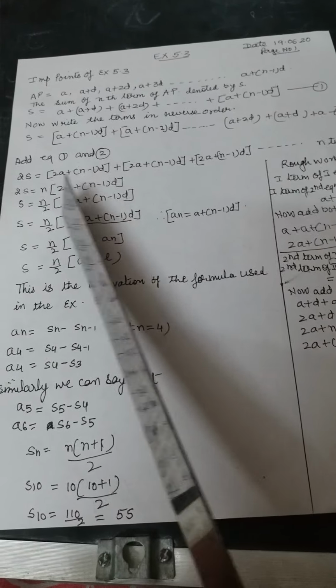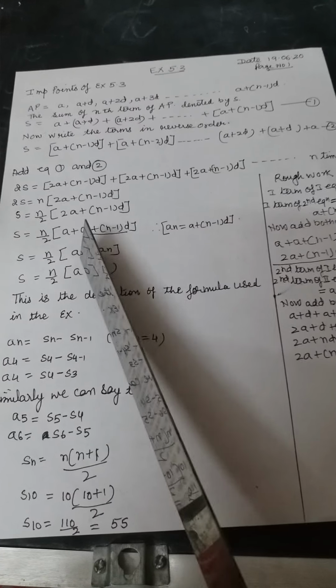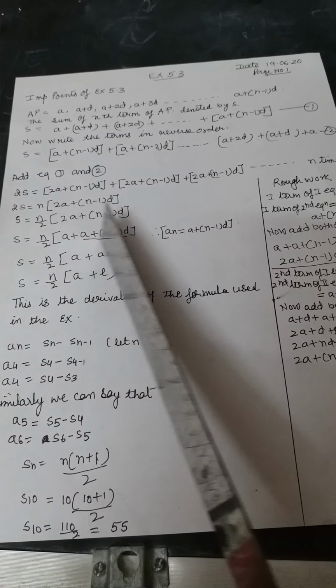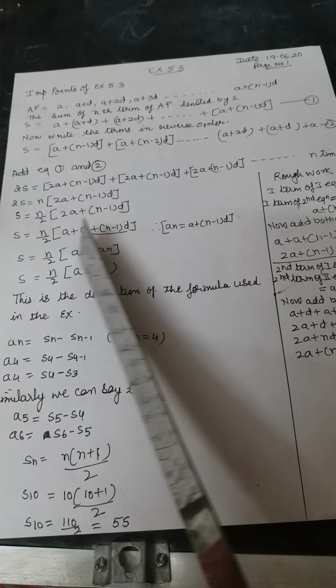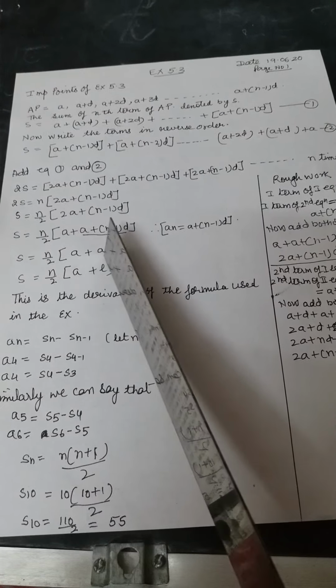Or it can be written as a plus a plus (n minus 1) into d, meaning this 2a is broken. As you know, a_n is equal to a plus (n minus 1) into d. This was done in the 5.2 exercise. So here, in place of this where I have underlined, we can write S_n is equal to n by 2 into (a plus a_n), where a_n is also known as the last term. So this is the derivation of the formula which is going to be used in this exercise.